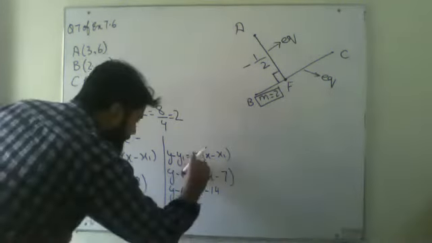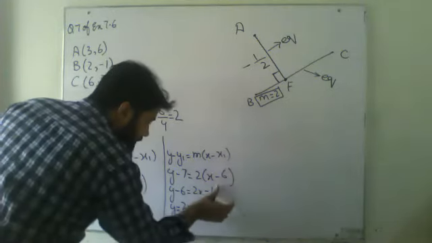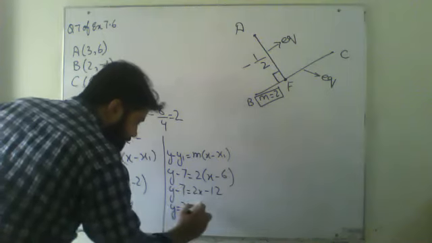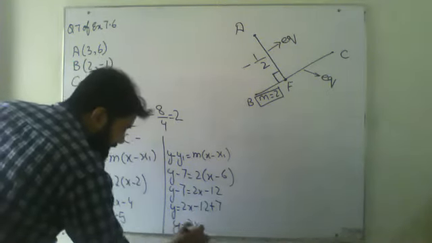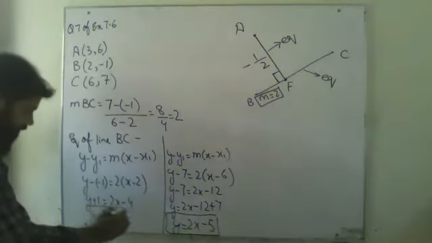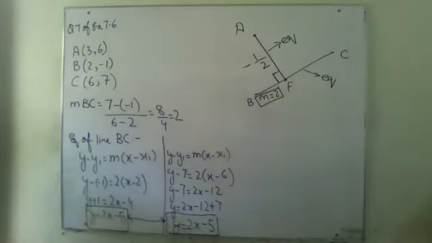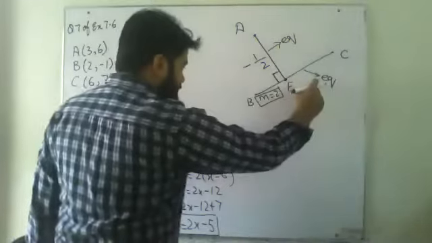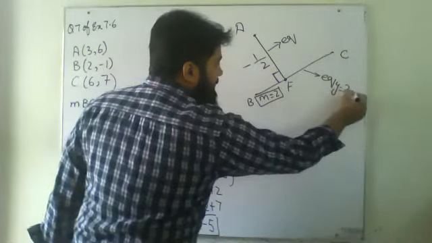One minute, I have made a mistake. This is 7 and this is 6. Okay. So minus 12 plus 7, y equals 2x minus 5. See, from both sides, the values are coming the same. Okay, so I have got this equation, which is y equals 2x minus 5.